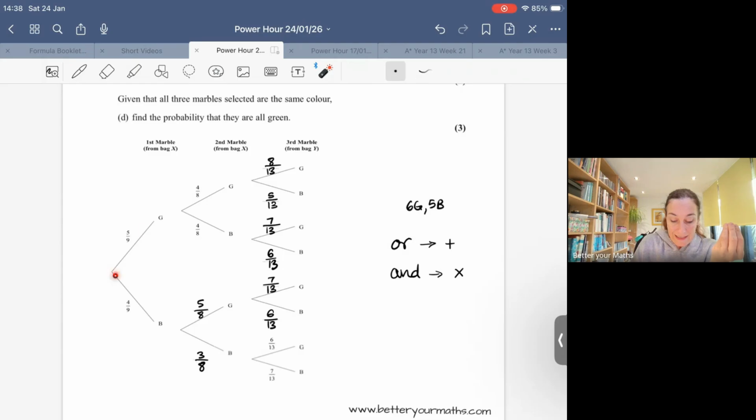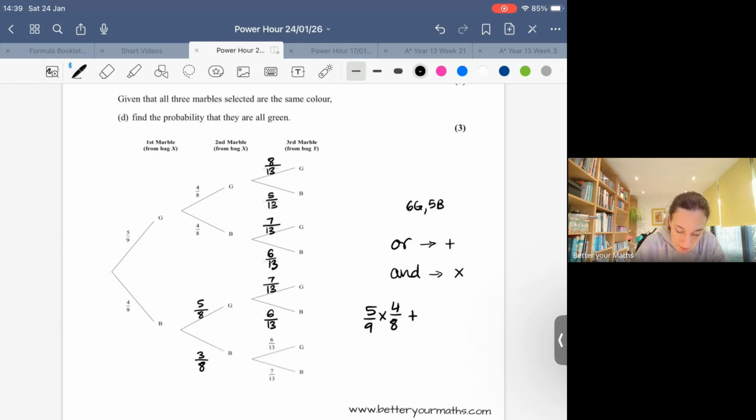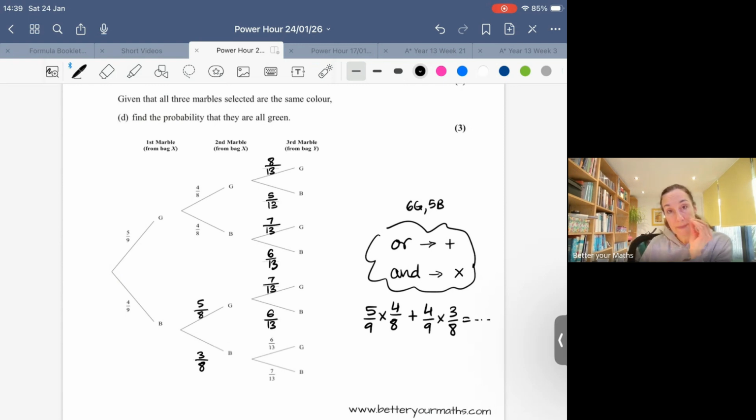So if it's green and then green, the probability is going to be 5/9 times 4/8. So this is green and green, or blue and blue. So blue and blue, I multiply them: 4/9 times 3/8. I get my calculator and I get the value. So this thing here is going to help you a lot in these types of questions. When you find different options, you are going to add the probabilities. And when you are on one branch and then after another, you are going to multiply them. I can tell you what the value is.